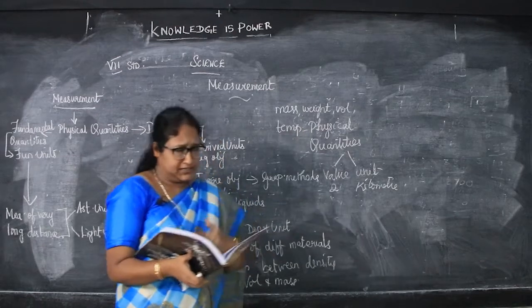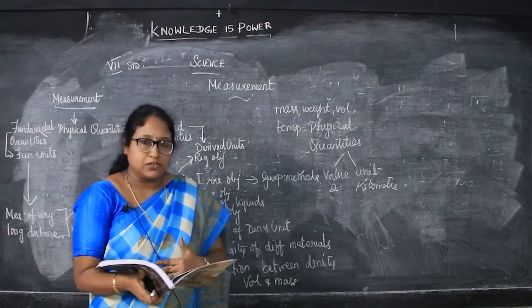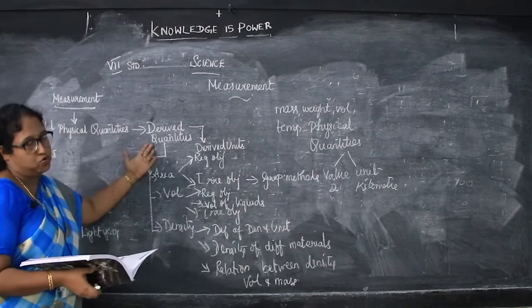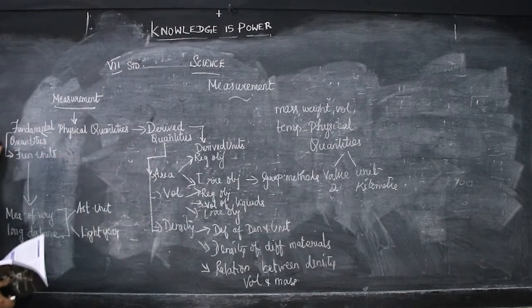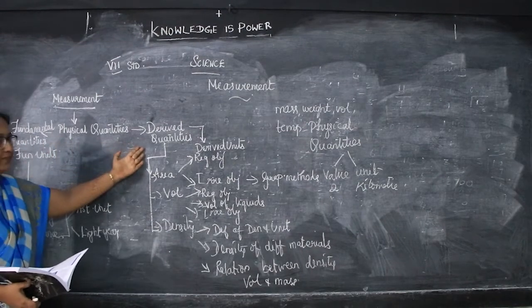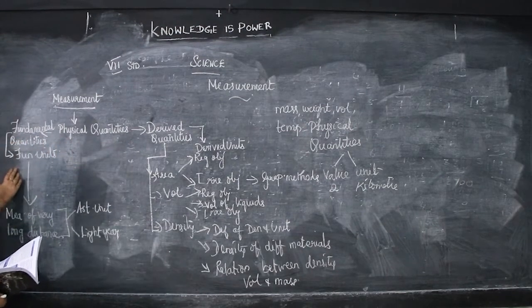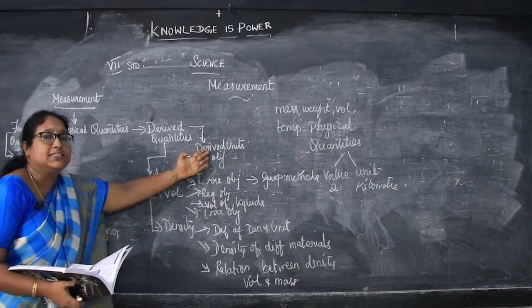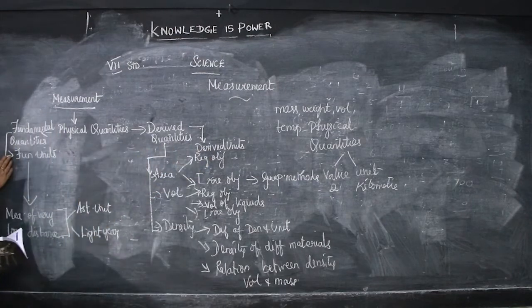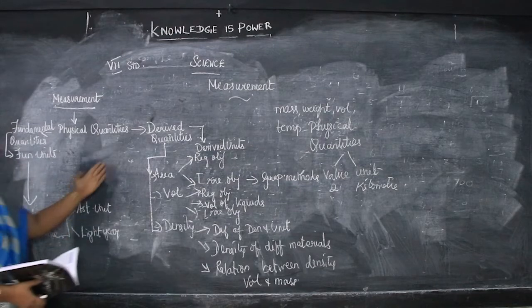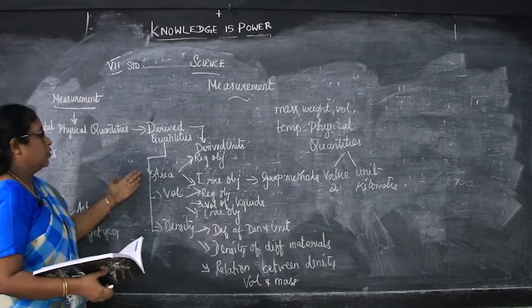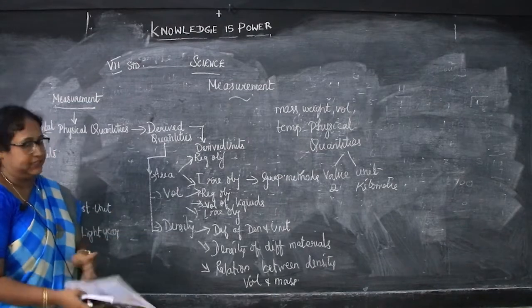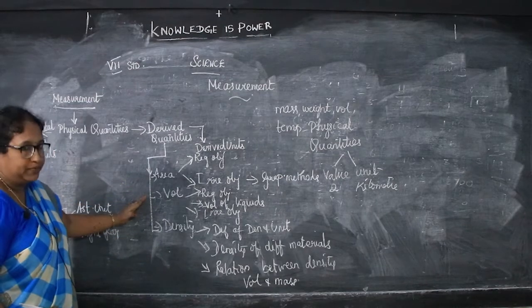Now, in this lesson we are going to learn about fundamental quantities and derived quantities. So there is a chart here. Fundamental quantities are expressed as fundamental units, and derived quantities are expressed as derived units. Now in the fundamental quantities you have measurement of very long distances, that is astronomical unit and light year. And derived quantities are divided into area, volume and density.